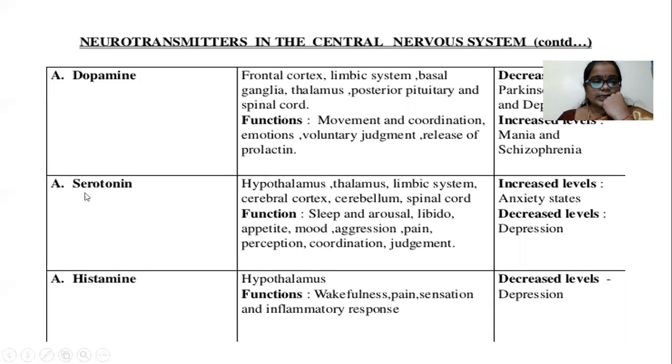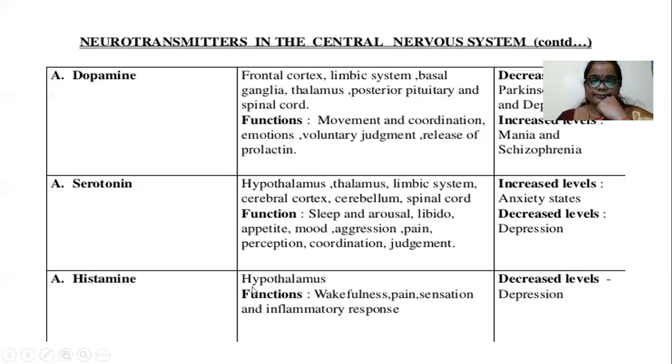Serotonin is also a neurotransmitter. Serotonin is located in the hypothalamus, thalamus, limbic system, cerebral cortex, cerebellum, and spinal cord. Its function is to control sleep and arousal. Libido means it controls sexual drive. It is also involved in appetite, mood, aggression, pain, perception, coordination, and judgment. Serotonin controls all these functions. If the levels are increased, it means anxiety. If the levels are decreased, it means depression.